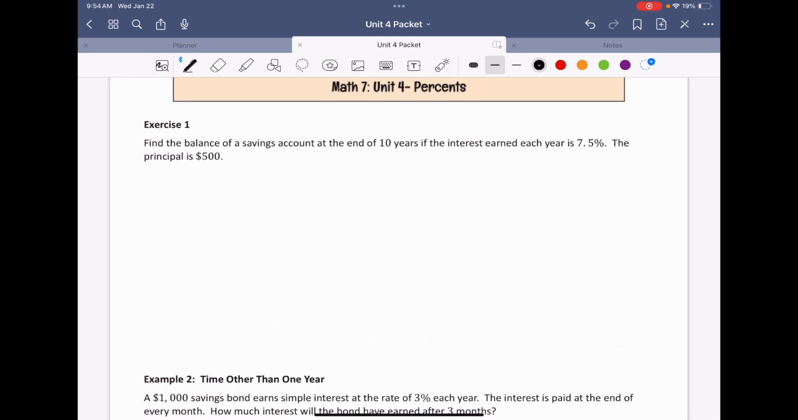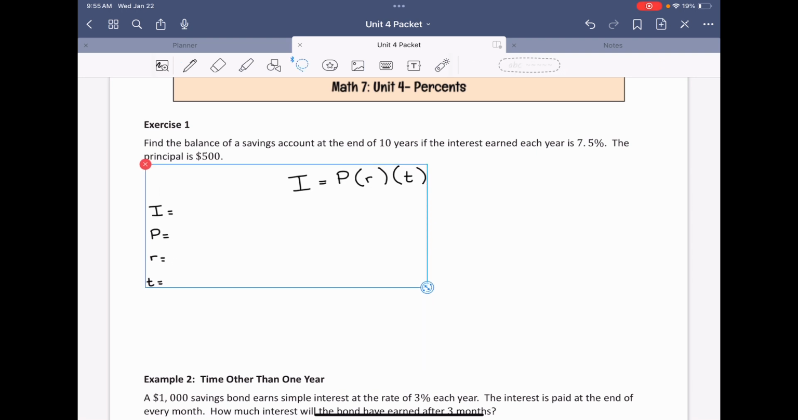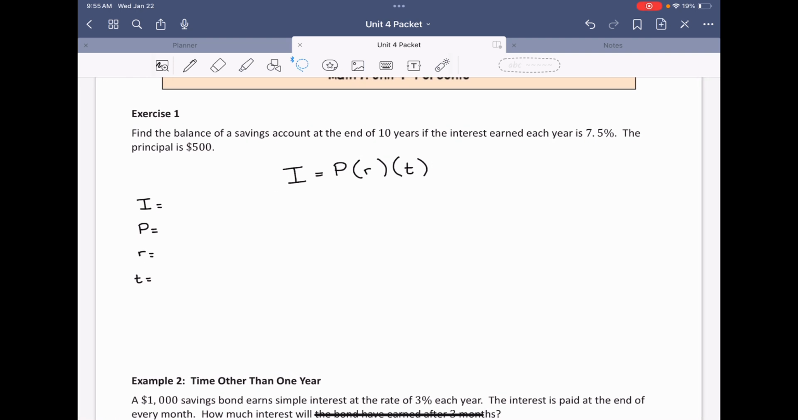So this time it says, find the balance of a savings account at the end of 10 years if the interest earned each year is 7.5% and the principal is $500. So I'm going to have you pause the video, try this one on your own. Then when you're all set, unpause the video and check your work. All right, your setup should be the same as what we've talked about. It says 10 years. I am finding the interest. My rate is my percent. They tell me 7.5%. And my principal, $500. So I equals 500, 7.5%, remember you need to change that to a decimal, 0.075, and time 10. So plug everything in, multiply.